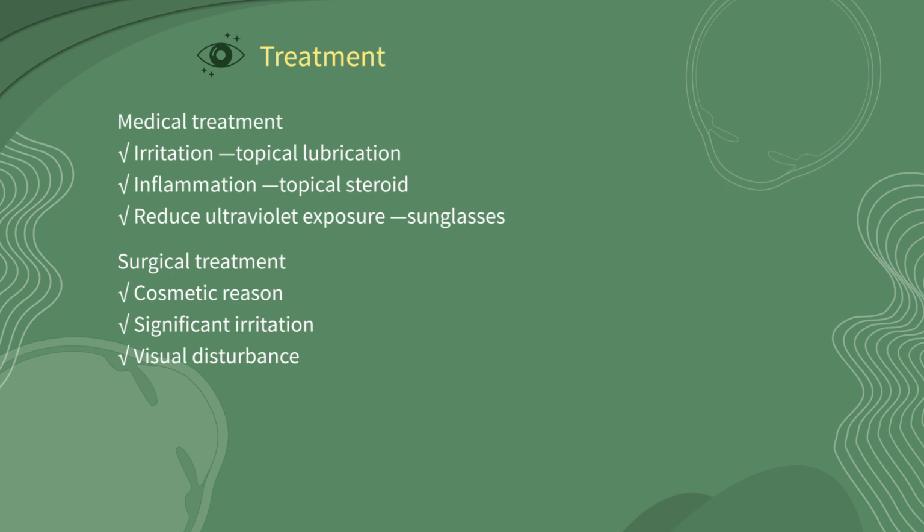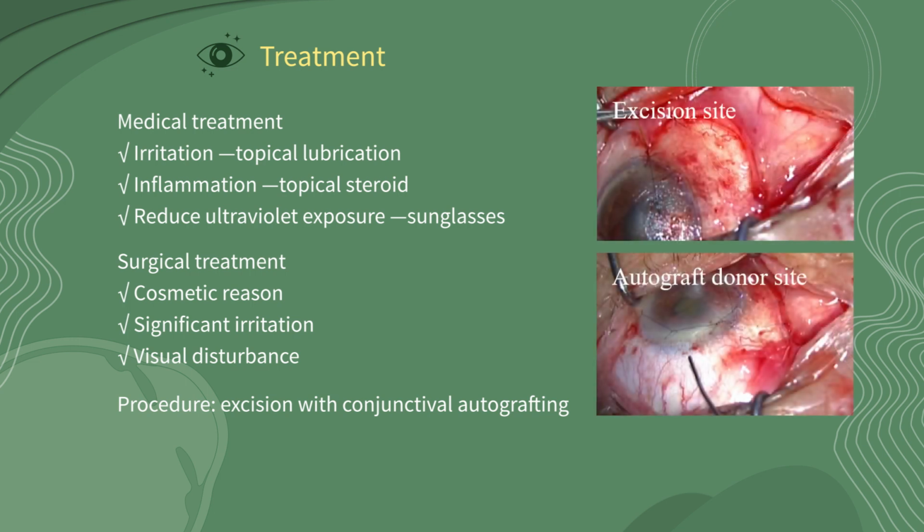We can consider surgery for cosmetic reasons, significant irritation, or visual disturbance. Simple excision is not recommended because of the high rate of recurrence, about 80%. So ophthalmic surgeons often perform conjunctival autografting after excision to reduce the risk of recurrent disease. We usually take the donor conjunctival patch from the superior paralimbal region, which generally heals rapidly.